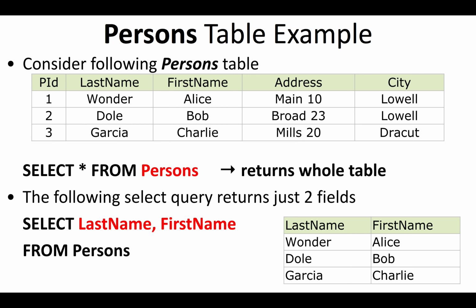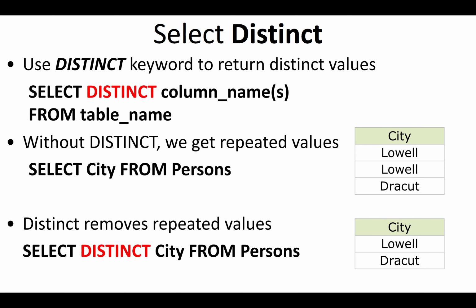Here's a couple examples of select star from persons. Our person table has three folks, Alice, Bob, and Charlie. So select star from persons just returns the entire table and all the fields in that table. Whereas if you say select just last name and first name from person, then you get back only those two particular fields from that particular table. Any questions?